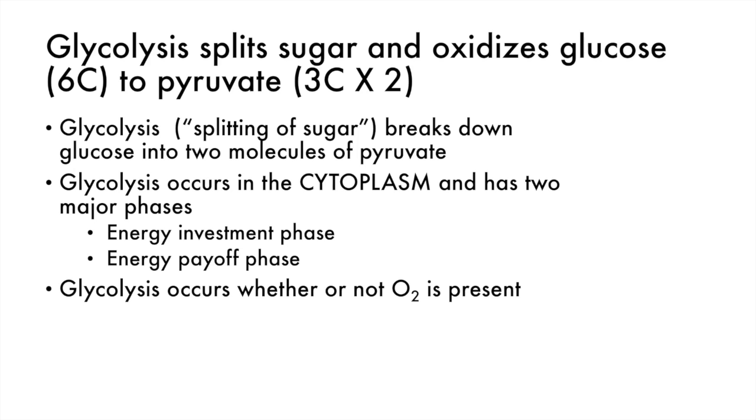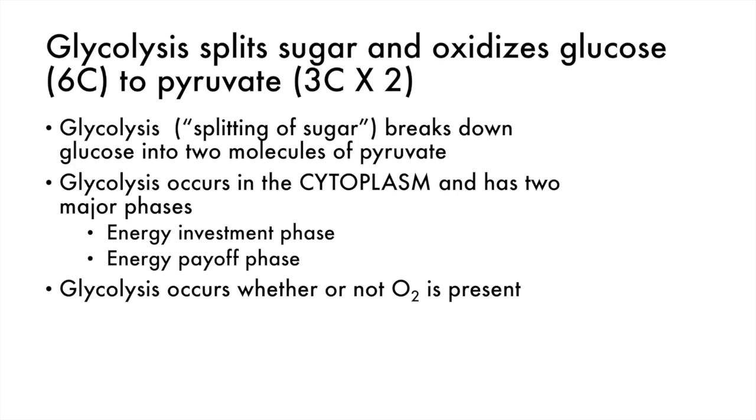So glycolysis is the first step in the process. Glycolysis means splitting sugar. Glyco, remember like glucose or glycogen or glycoproteins, it all means sugar. And lysis means splitting. The word analysis means through splitting. So splitting of sugar is exactly what this process does.